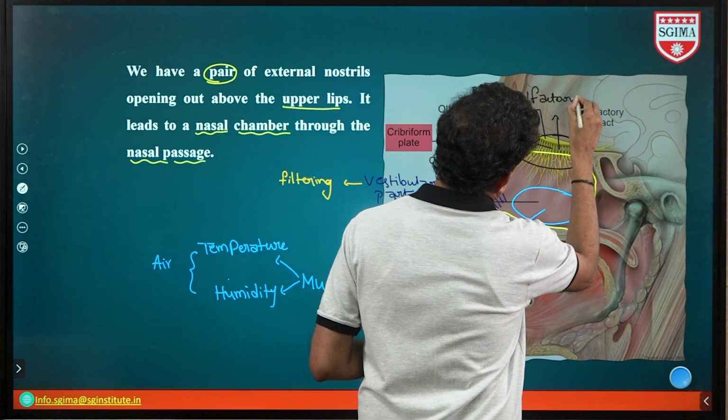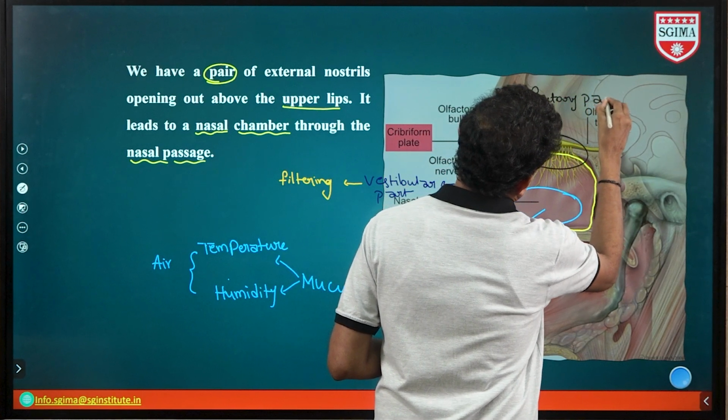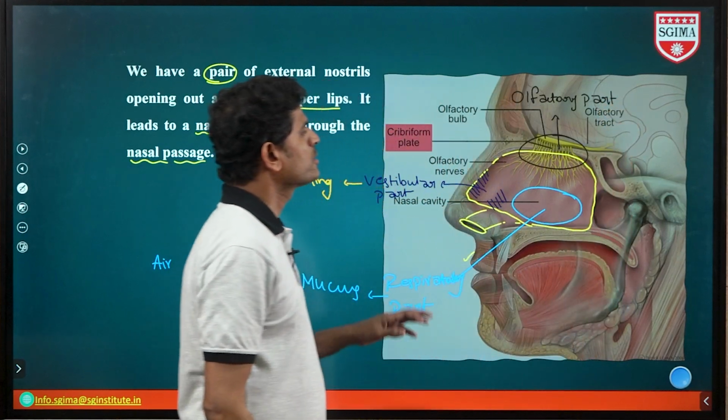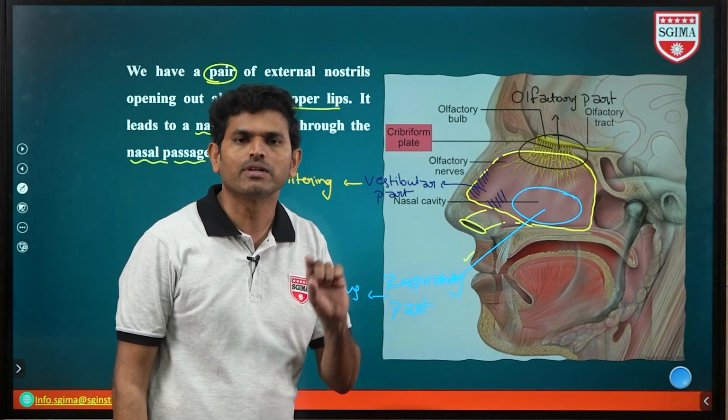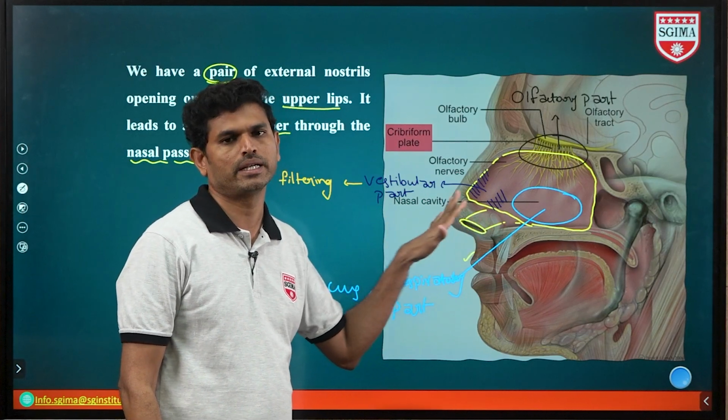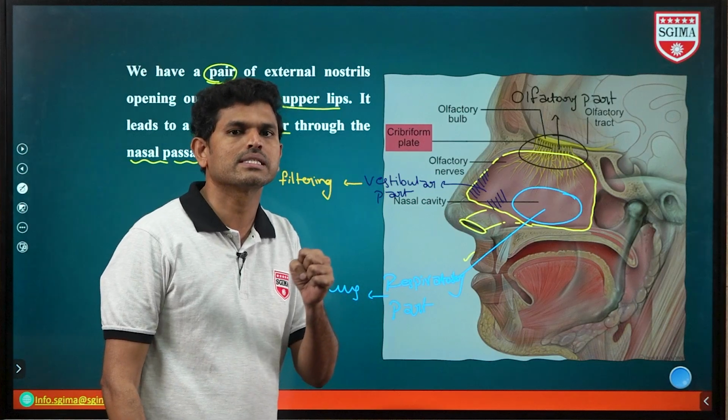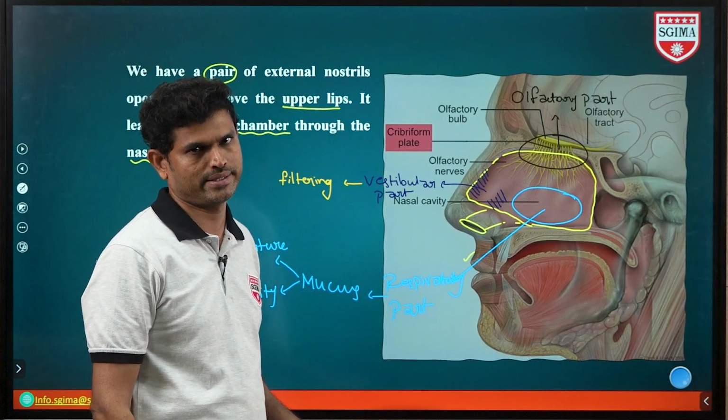Olfactory part. Okay. So an olfactory part does not belong to the respiratory system, but it is situated in the respiratory tract for the purpose of sensing the smell of the surroundings. Okay.